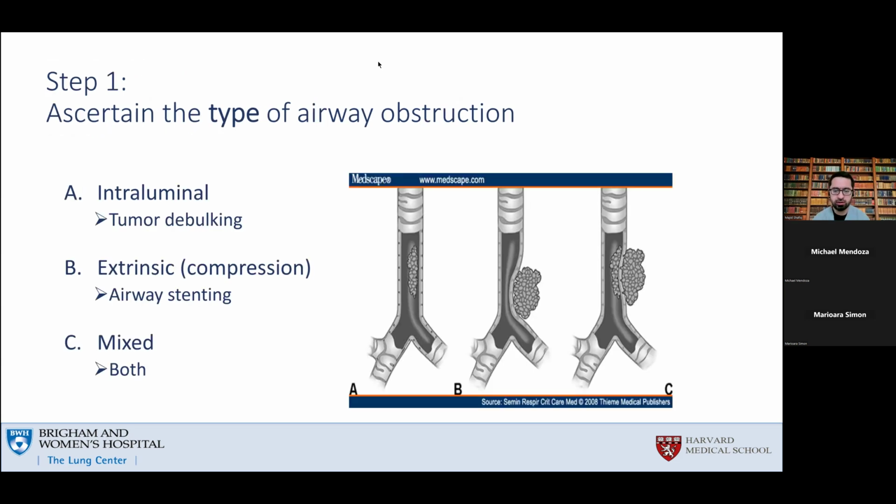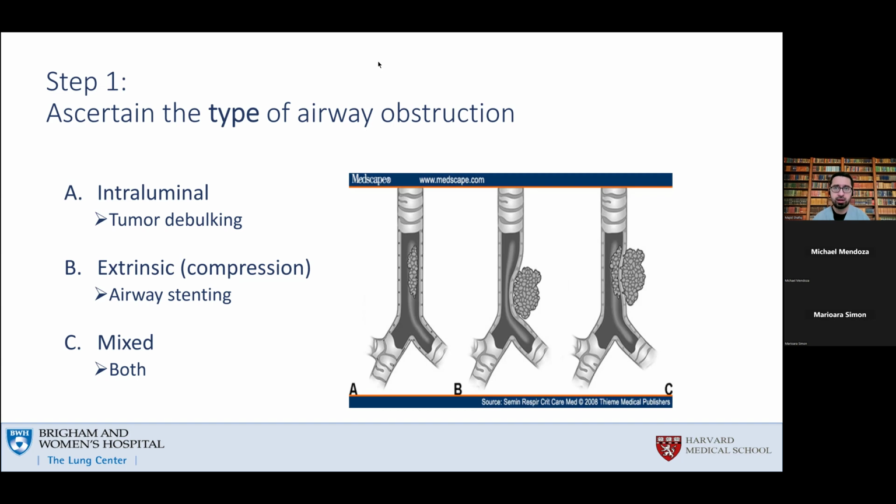So how do we figure it out? Many of you may have seen this kind of a schematic. It's always helpful to think through, where exactly lies the source of the obstruction. Is there tumor or something else intraluminally? If that's the case, then of course we need to clean up the pipe. We need to perform tumor debulking.